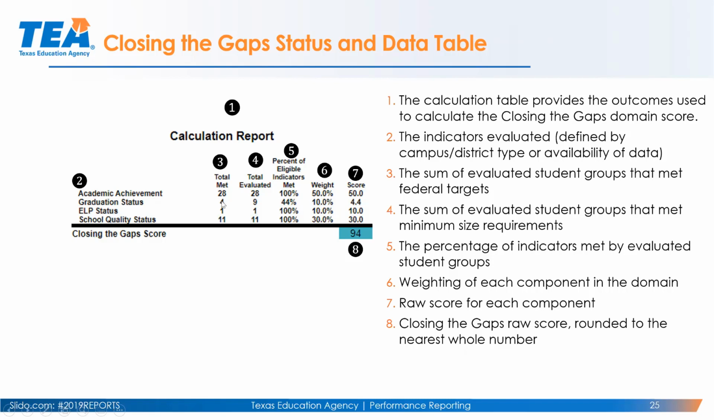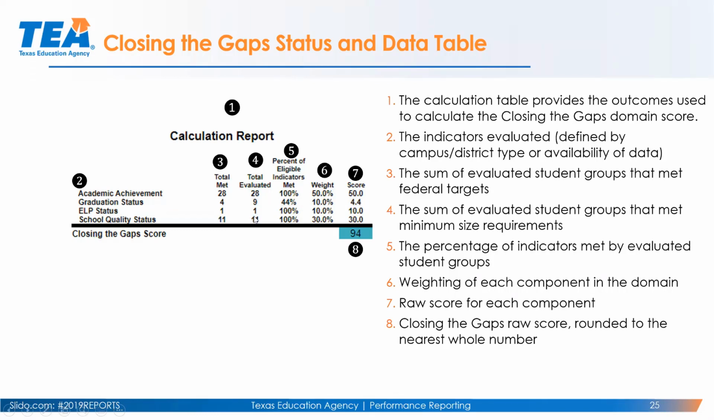Now let's look at graduation status. This district had 9 student groups that were large enough to be evaluated. That's my denominator. Of those 9 that were large enough to be evaluated, 4 met the targets needed for that particular indicator. 4 divided by 9 gets me 44%. The graduation status for this district is worth 10% of the total grade. So 44 times 10.0 gets me a 4.4 score.